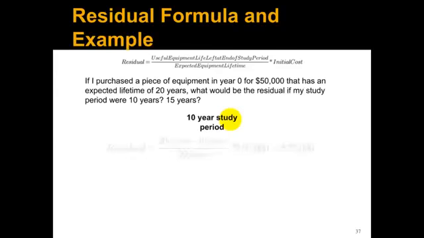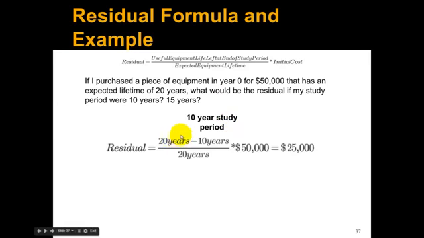So let's look at the 10-year study period. The numerator here is the useful equipment life left at the end of the study period. Well, that's the total equipment life, 20 years, minus how long it's been used for the study period, which for a 10-year study period is 10 years, divided by the expected equipment lifetime, which is 20 years. Then we multiply by the initial cost, which is $50,000, so it's $25,000. This makes sense because we've used the equipment for half of its expected lifetime, so half the cost is the residual.